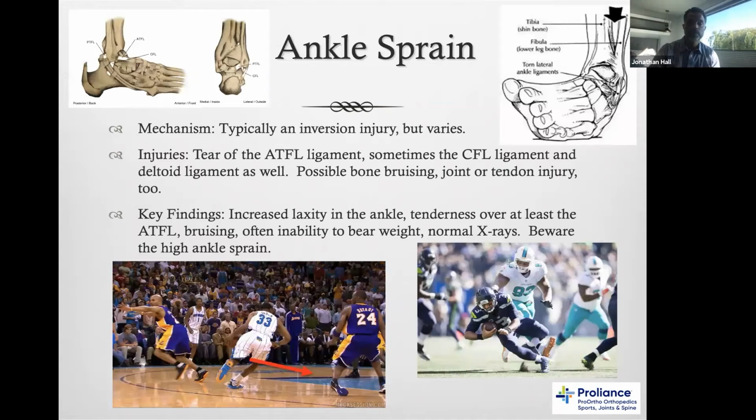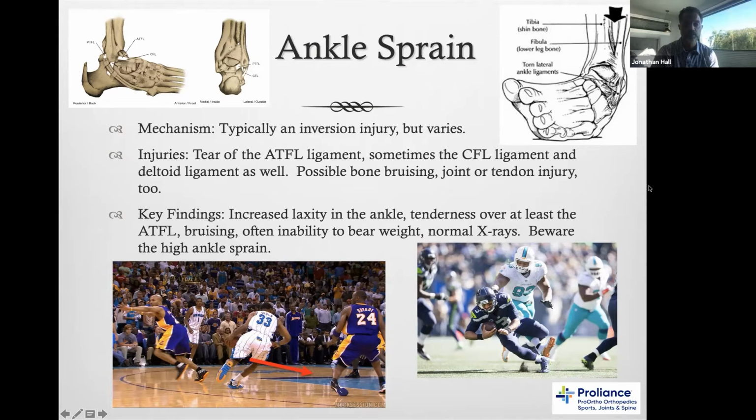So the ankle sprain is very common. You've probably had one. Almost everyone you know has had one. And typically this is an inversion injury. So the foot twists inwards, or supinates, as we say, and that tears the outside ankle ligaments primarily. If it's bad enough, it will tear the inside ankle ligaments as well, or if there's a different type of twisting mechanism.